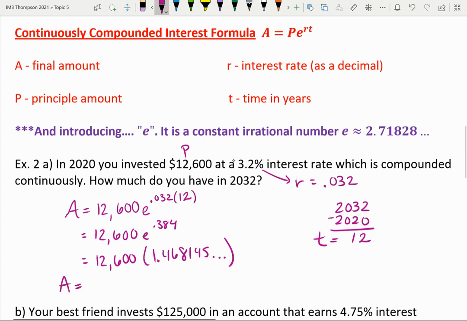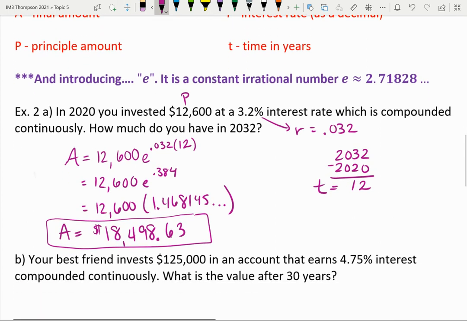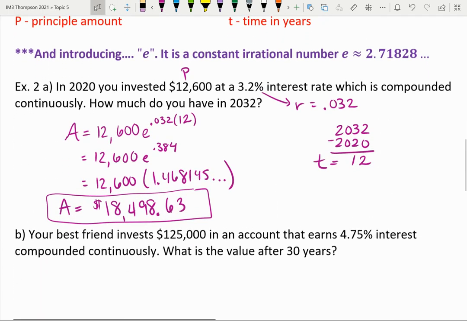So punch it in your calculator to make sure that your calculator is being used properly. And if you're in the ballpark of 18,000, you're close, but it should be $18,498.63.